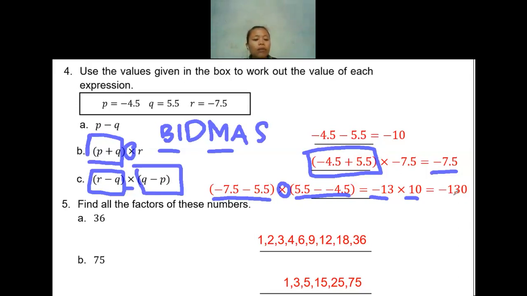Is there anyone who has any difficulties with question 4? Or maybe I talk too fast? Is there anyone? Feel free to ask if you have any question. No question? Okay. If you have no question, then I will move to question 5.